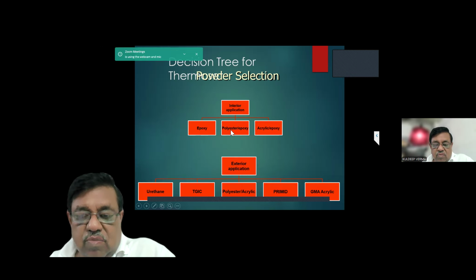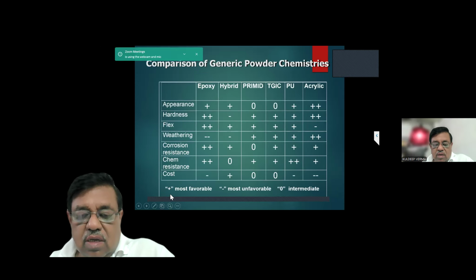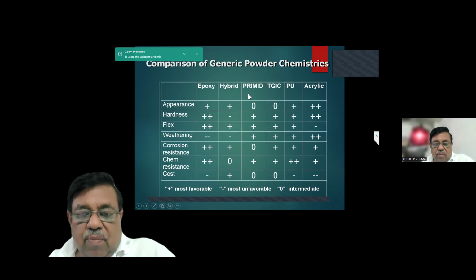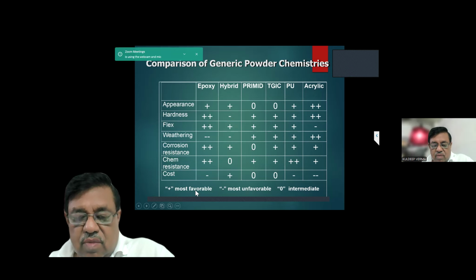Interior: epoxy, polyester, and acrylic epoxy. For outdoor: polyurethane, TGIC, polyester acrylic, Primid, and GMA acrylic. These are the properties of epoxy, hybrid, Primid, TGIC, PU, and acrylic systems, against their properties: appearance, hardness, flexibility, weathering, corrosion resistance, chemical resistance, cost. Plus is most favorable, minus is most unfavorable, 0 is intermediate.